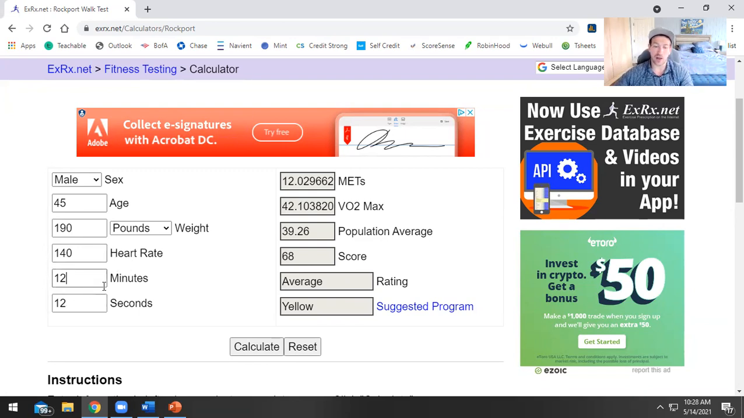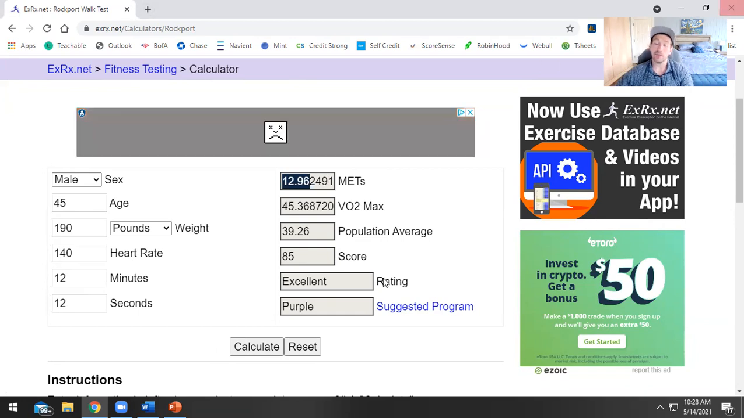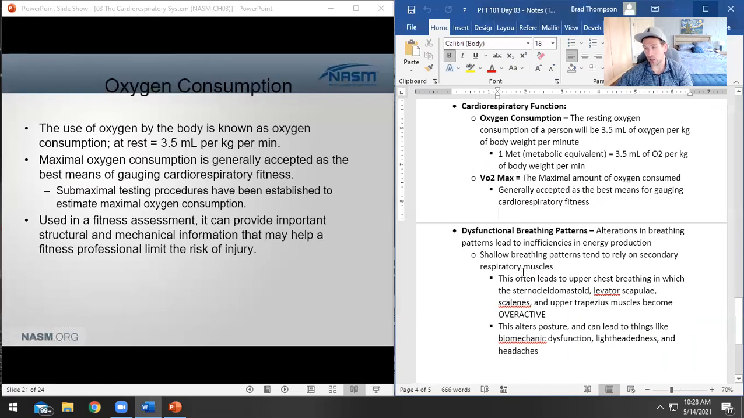Let's say they get that down to 12 minutes. Now they are killing it. They're excellent. Their VO2 max is all the way up to 45. And that means we can give them a really tough workout. They can get up to almost 13 METs, right? They can push themselves 13 times as hard as baseline rest, right?